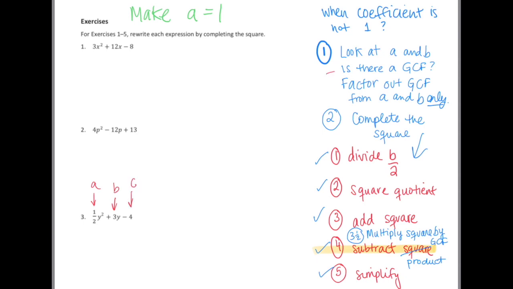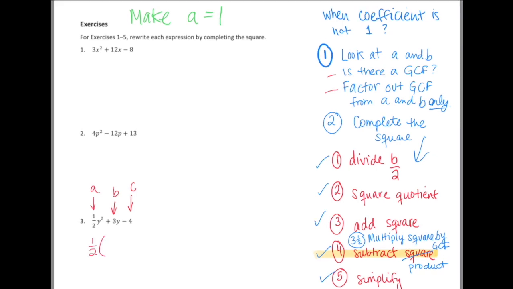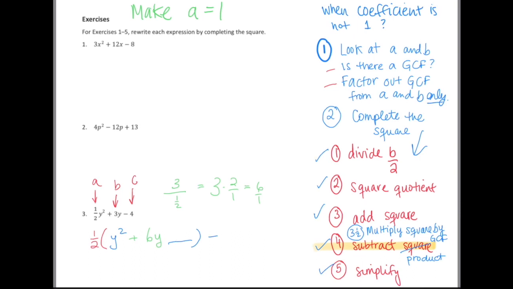I love this one because it has fractions, so I know you're all intimidated by fractions. Step 1, I'm going to look at my terms A and B. Is there a GCF I can factor out? Well, if I factor out 1/2, then my A is going to be a 1, and that's what I want. So even if you don't see it immediately, you can factor out something. When I do that, I'm going to end up with y squared plus 6y. Leave some space in there so I can add the last term that's going to come up later. And I'm going to leave the negative 4 as it is.